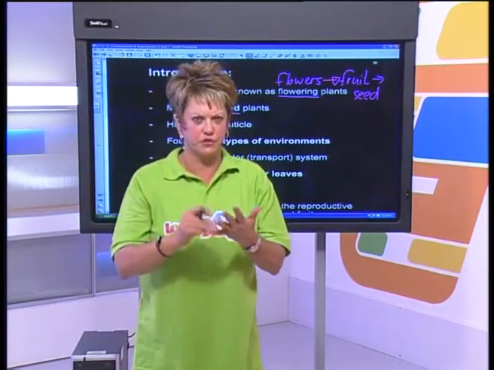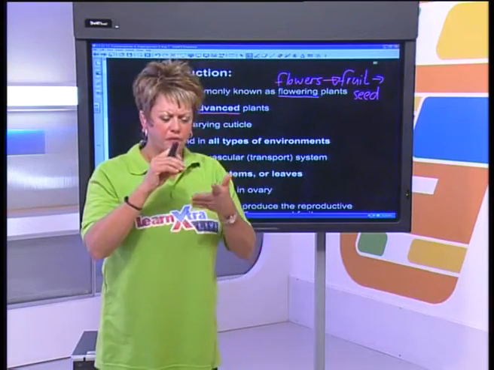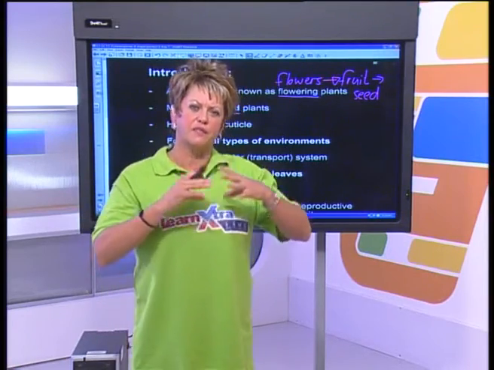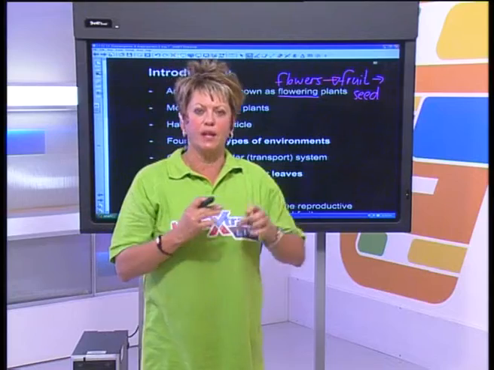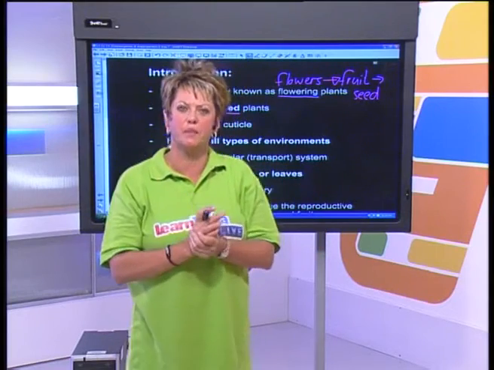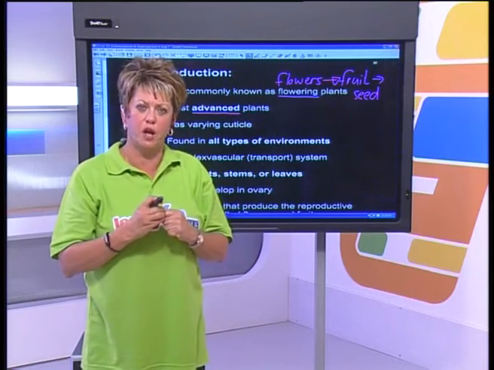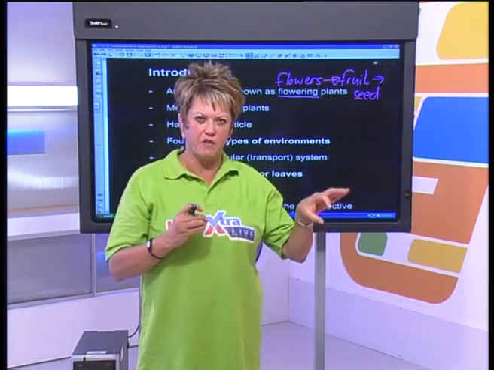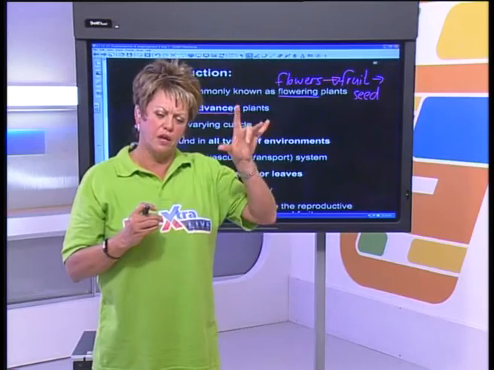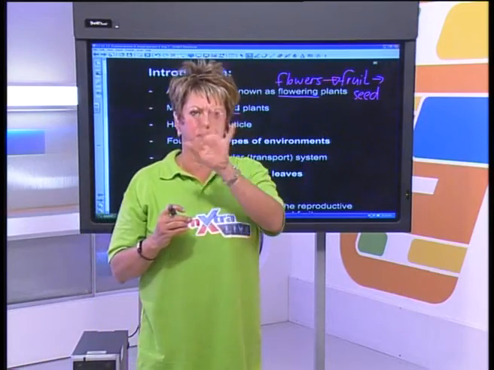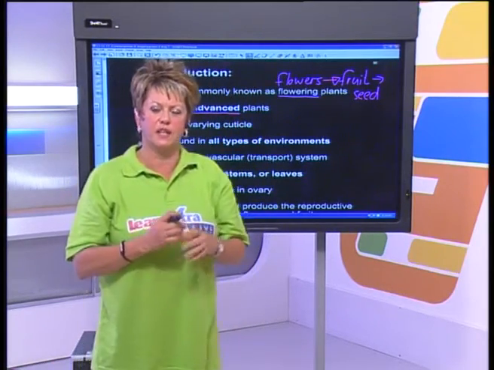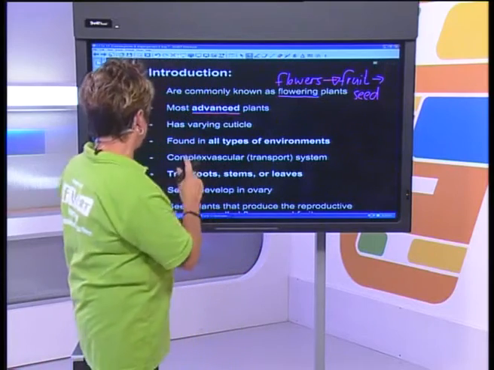Like they have true roots, true stems, they've got seeds. They're well adapted to terrestrial life. They're well adapted to so many different types of environments. So they are the most advanced group of plants. If we started with bacteria, we moved on to protists, we moved on to moss, the fern, and now we're on to the last and the biggest group of plants, the flowering plants.